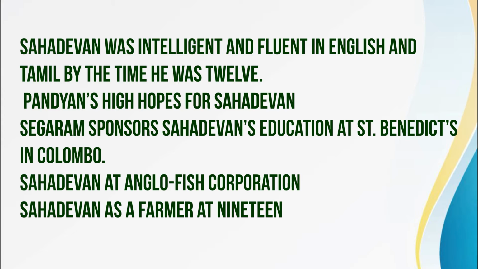Pandian and Segaram, a dry fish trader, did not get along well with each other. They did not see eye to eye on many matters. Pandian was very angry with Segaram because he had been deprived of his dowry by Segaram. That is how he looks at the whole situation. But Segaram was very interested in Sahadevan and he was willing to sponsor his education and other expenses. So finally, Pandian puts aside his ego and agrees to the arrangement.